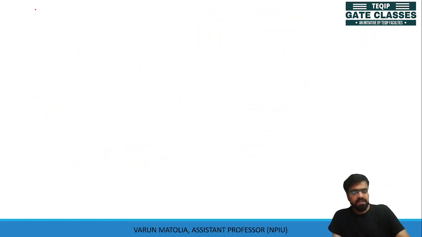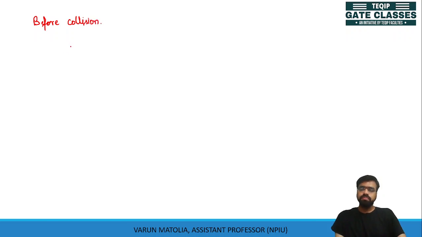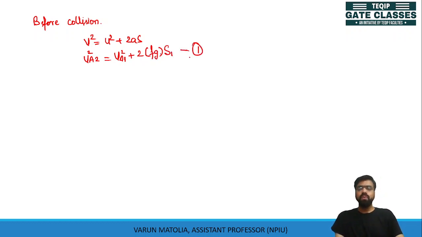So let us take condition 1. Before collision, we have v square is equal to u square plus 2as. We want VA2 for collision. This is VA2. Initial velocity is VA1. We are decelerating with the retardation of fg. We have skid marks of S1. So this is equation 1.